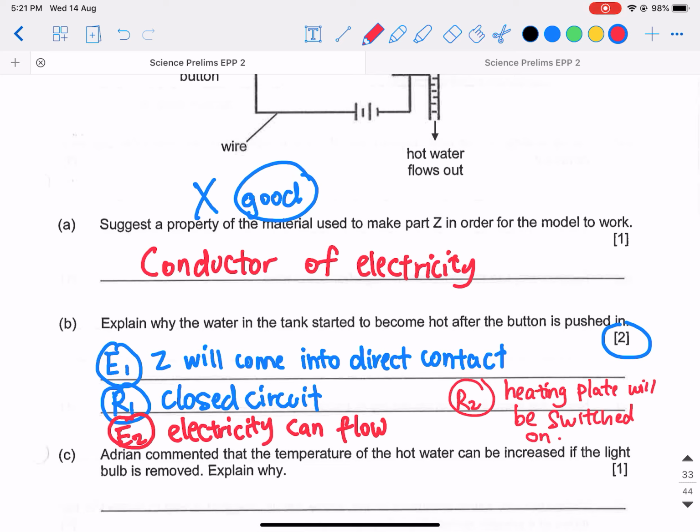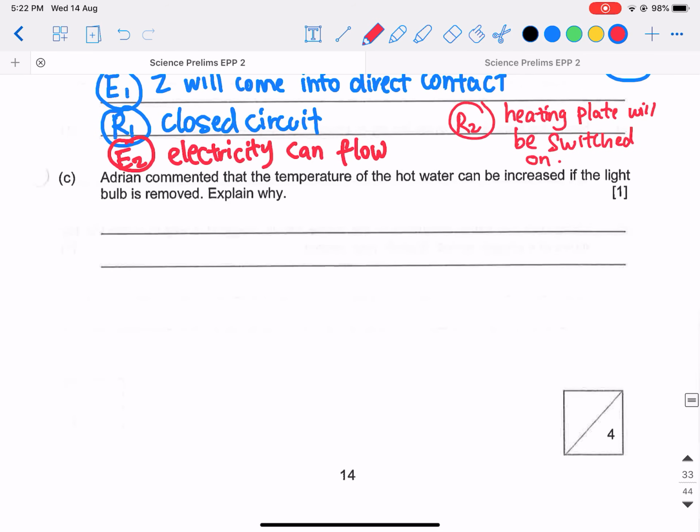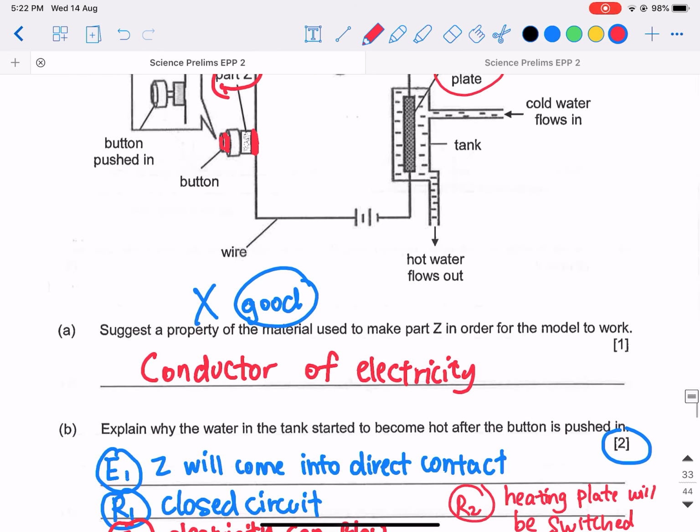Alright, so quite a simple 2 mark question. I think I've proven enough times that 2 marks questions are actually quite easy to earn, right? If you structure your evidence 1, your results, your evidence 2, your results 2 carefully, you shouldn't have a problem getting the 2 marks. Okay, now the next question is Adrian commented that the temperature can be increased if the light bulb is removed. Wow, so let's see.